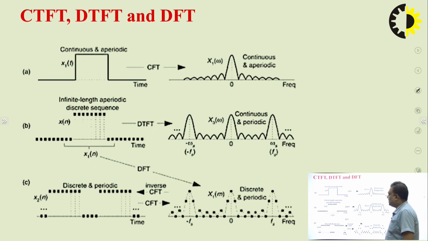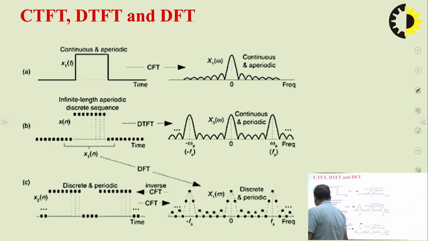So you can see this slide. By this you can understand what the difference is. You can see in CTFT the signal is continuous and aperiodic, and the spectrum is again continuous and aperiodic. And here, an infinite length aperiodic discrete sequence. In case of DTFT, we will generally use this.